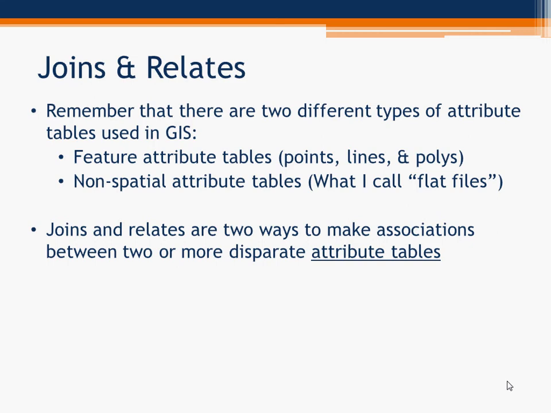And so joins and relates allow us to make some sort of a linkage or an association between two or more tables that are not currently linked, or not currently associated. So we may have some useful information in a table that we would like to demonstrate spatially with points, lines, or polygons, and so we could do what's called a join or a relate between the two.